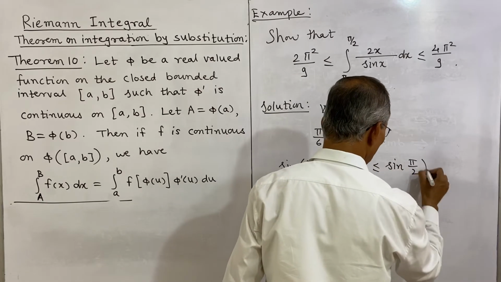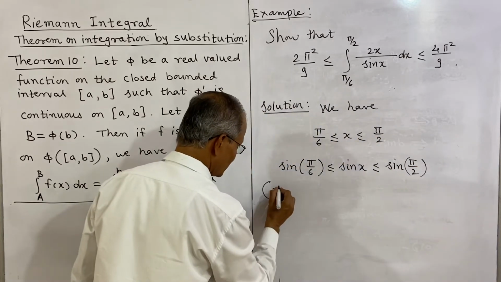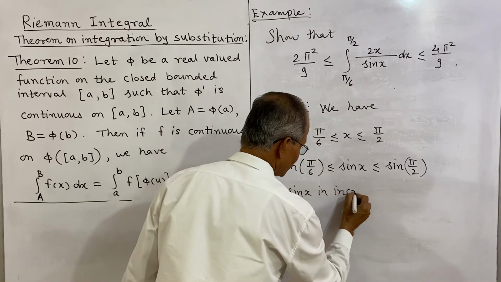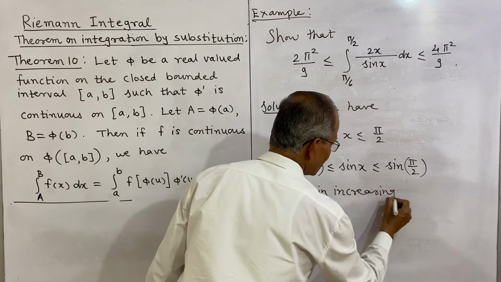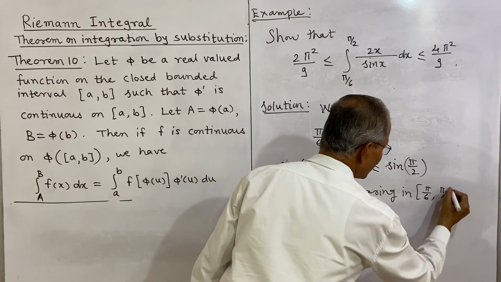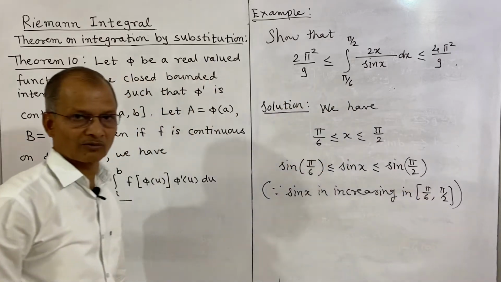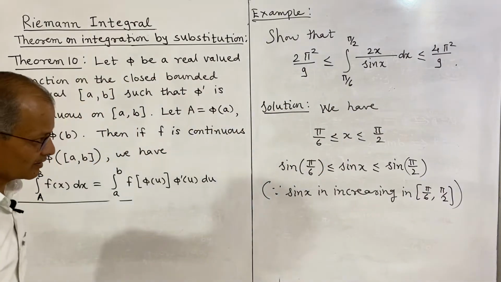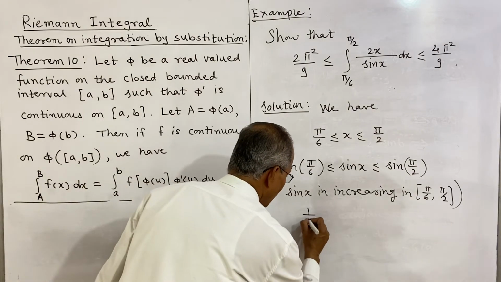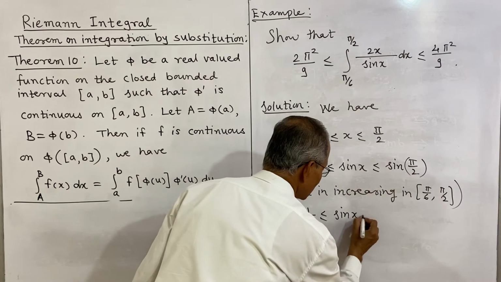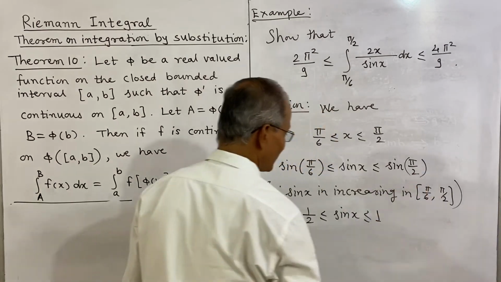This we can write since sine x is increasing in this interval pi by 6 to pi by 2; it may not be written for other intervals, that we have to check. And what is the sine pi by 6? That is sine 30, which is half. Half is less than or equal to sine x and is less than or equal to 1. Sine pi by 2 is 1.